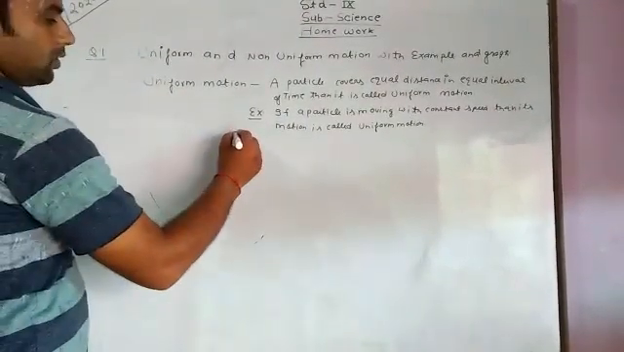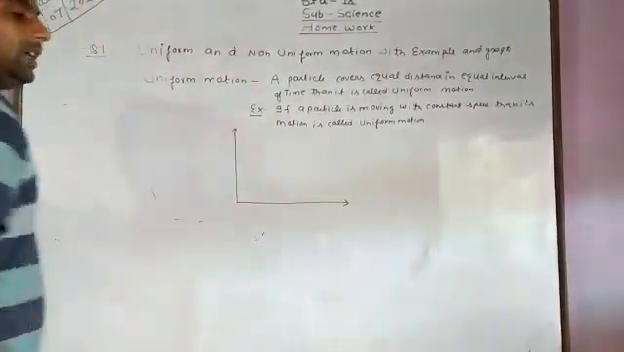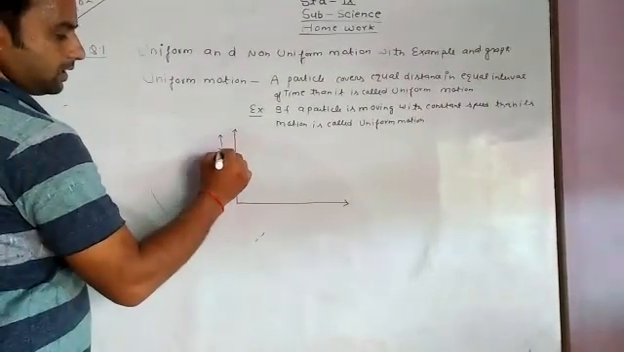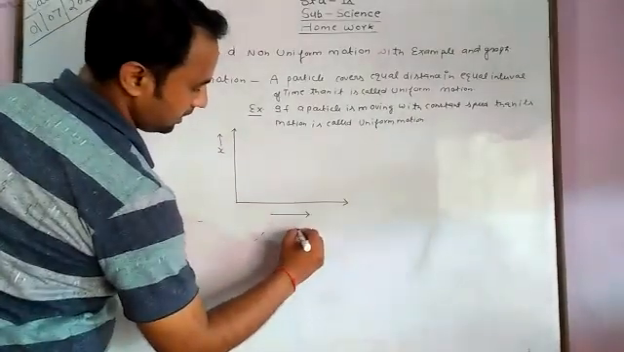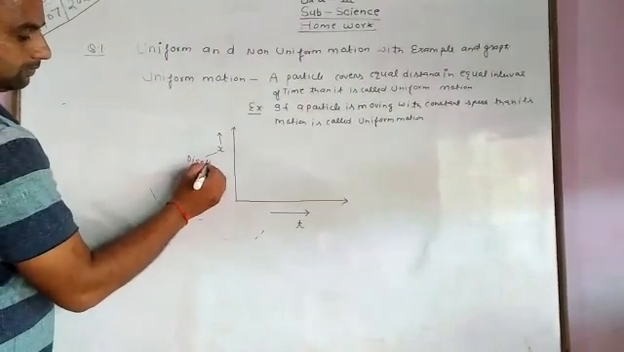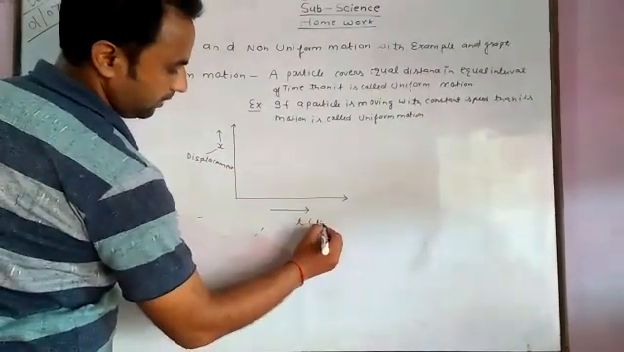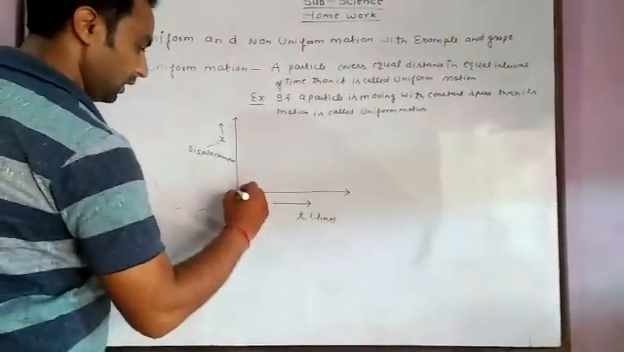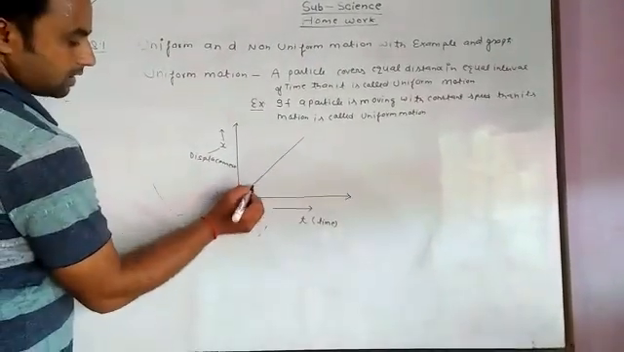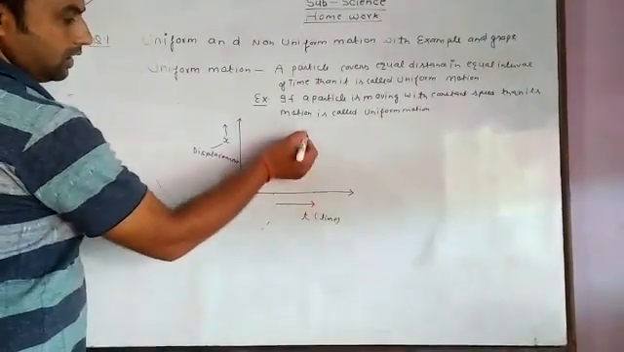For the graph of uniform motion, we have to plot on two axes. The first axis is our displacement. Here we represent displacement and here we represent the time. This x is called displacement and t is time. The graph is approximately shown like this because the particle is covering equal distance in equal intervals of time, then it is called uniform motion.